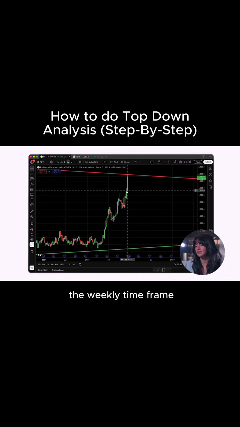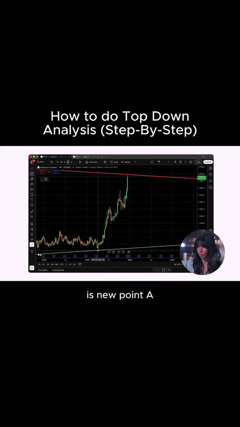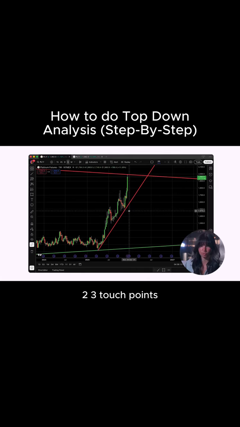All right, now we're on the weekly time frame. So this right here was our previous point B. Previous point B is new point A. Now on this trend line, we were able to capture 1, 2, 3 touch points. We love this. Now this is all we can do in the weekly time frame. So this is your indication: when there are no more trend lines that you can draw in that time frame, that's your indication to now move down. So we're going to continue to move down.